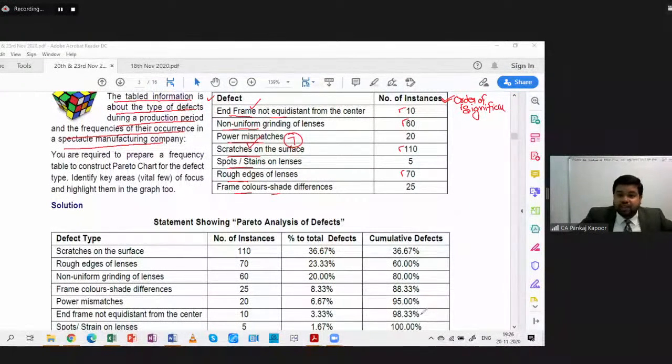Take your gizmo device in your hand and quickly answer. What should be the order of significance? Which defect should I focus on first? Should I focus on the non-uniform grinding? Should I focus on the scratches? Should I focus on the sprain? At which thing must I focus first? Quickly.